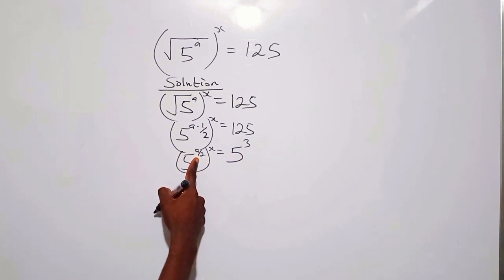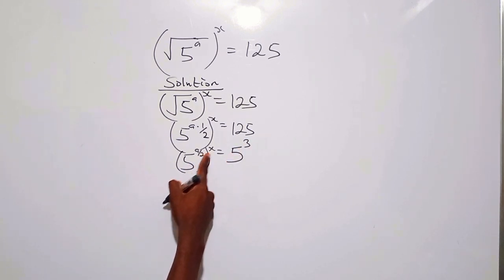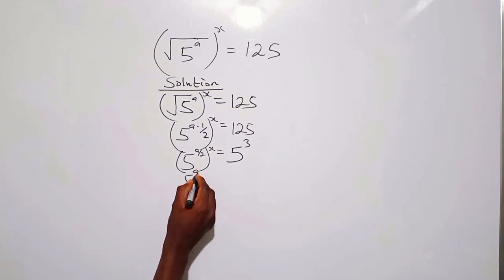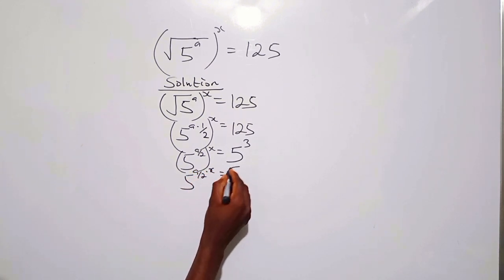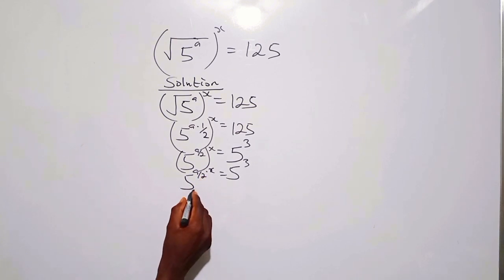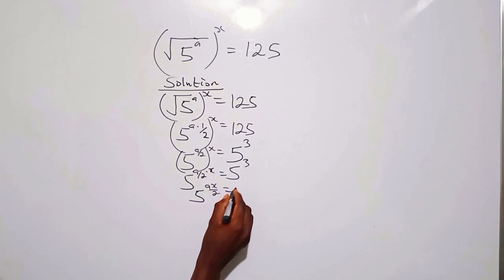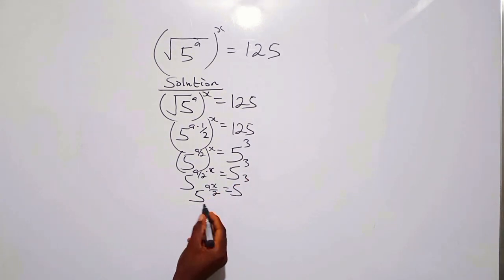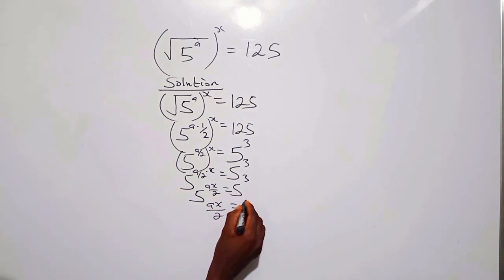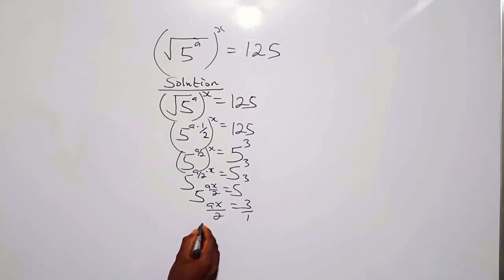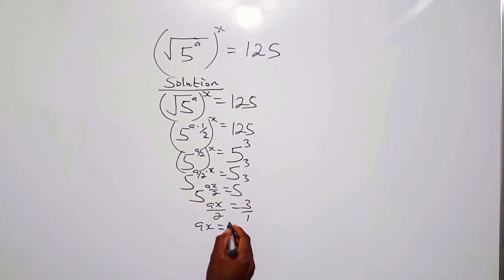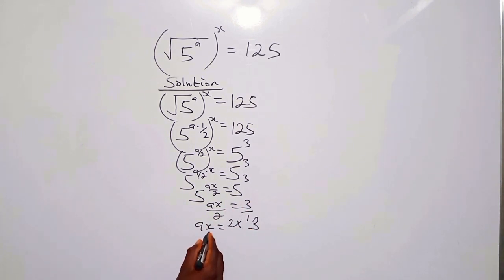Here we can apply the exponent law, multiplying this with this. So we have 5 raised to the power a over 2 times x equals 5 raised to the power 3. From here we have 5 raised to the power ax over 2 equals 5 raised to the power 3. So we can bring out the exponents. We have ax over 2 equals 3 over 1. So for ax we have this to be 2 times 3, which is 6. We divide both sides by a. So here we say x equals 6 over a.